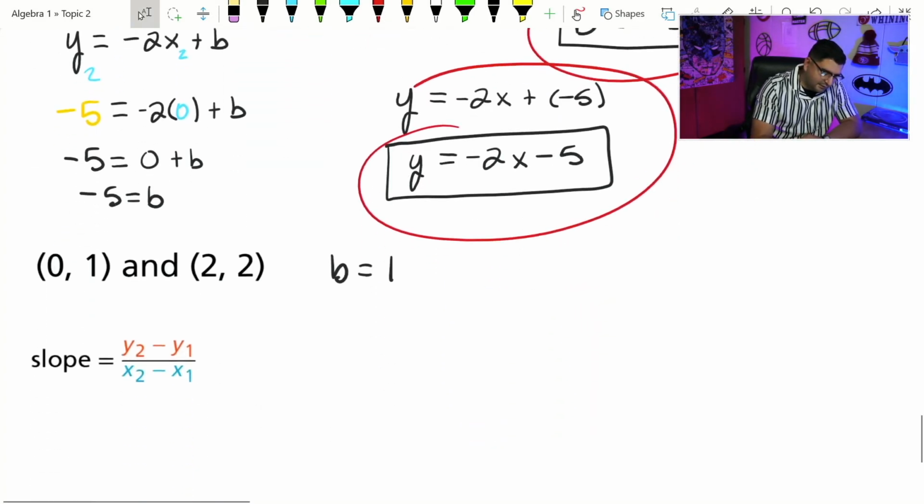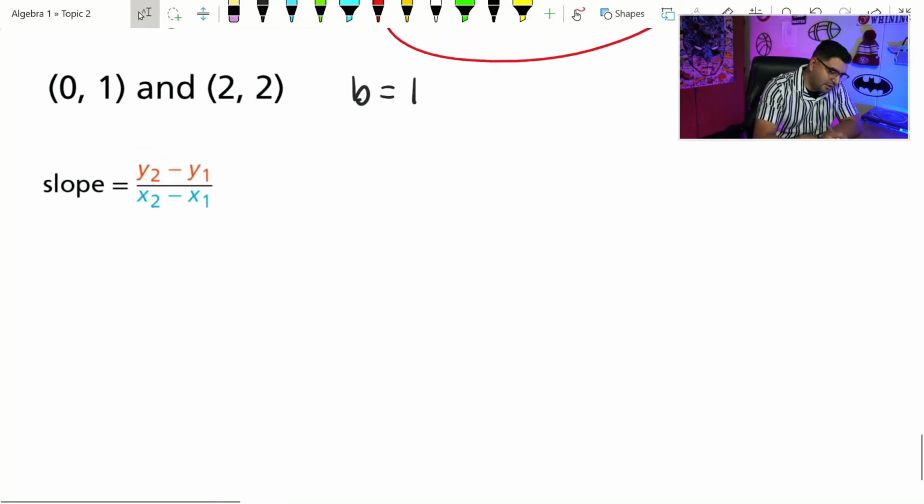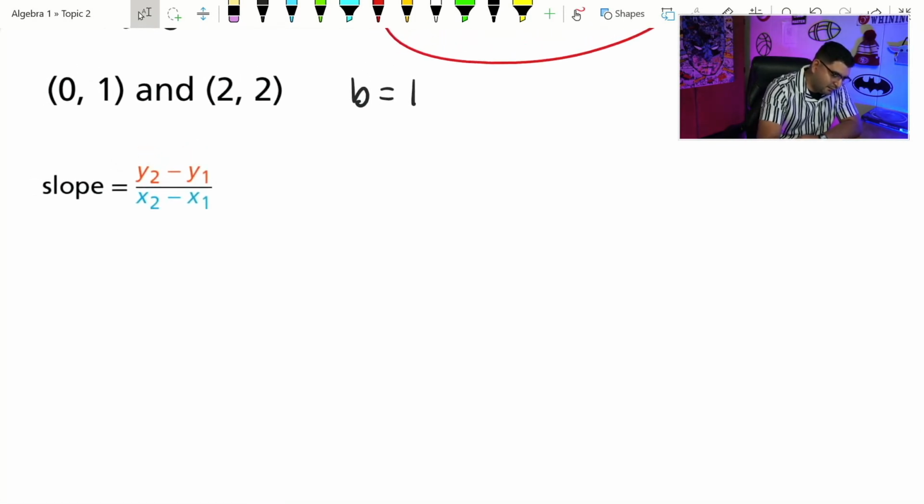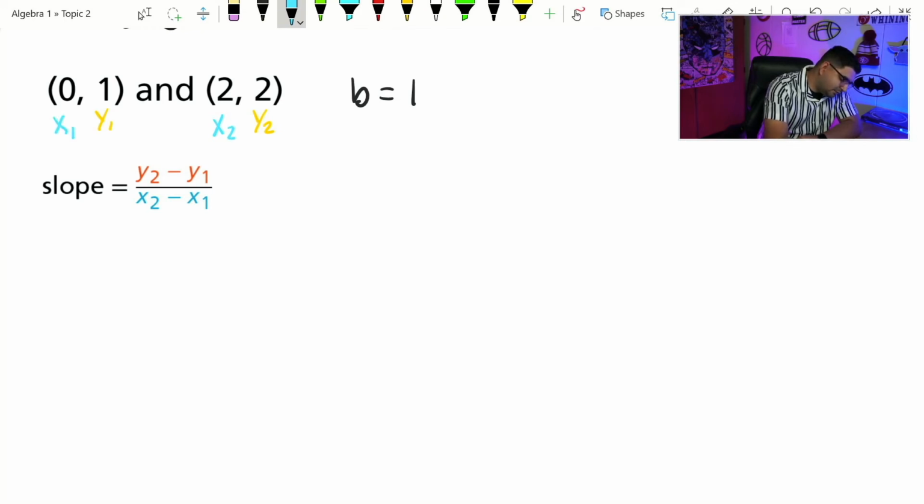So let's go ahead and look at this one. All I would have to do now for this problem is label my points. Again, the y value of my second point is y2. The y value of my first point is y1, which we just found out. That's my y-intercept. Pretty cool. This would be x2. This would be x1. X values of our second point and our first point. And all we're going to do is plug these in.